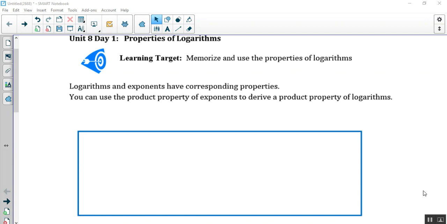Hello pre-calculus students. This is Unit 8, Day 1, and we're going to talk about the properties of logarithms. The properties of logarithms are related to the properties of exponents, and you'll see that come up in just a minute. We have three properties that we're going to talk about. We're going to talk about the product property.